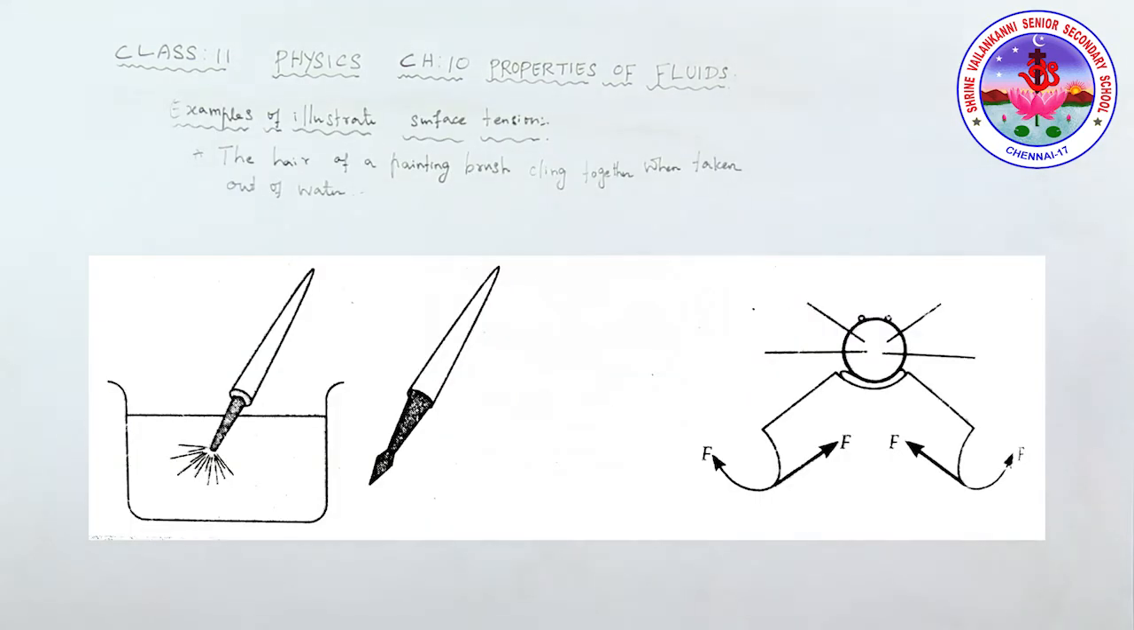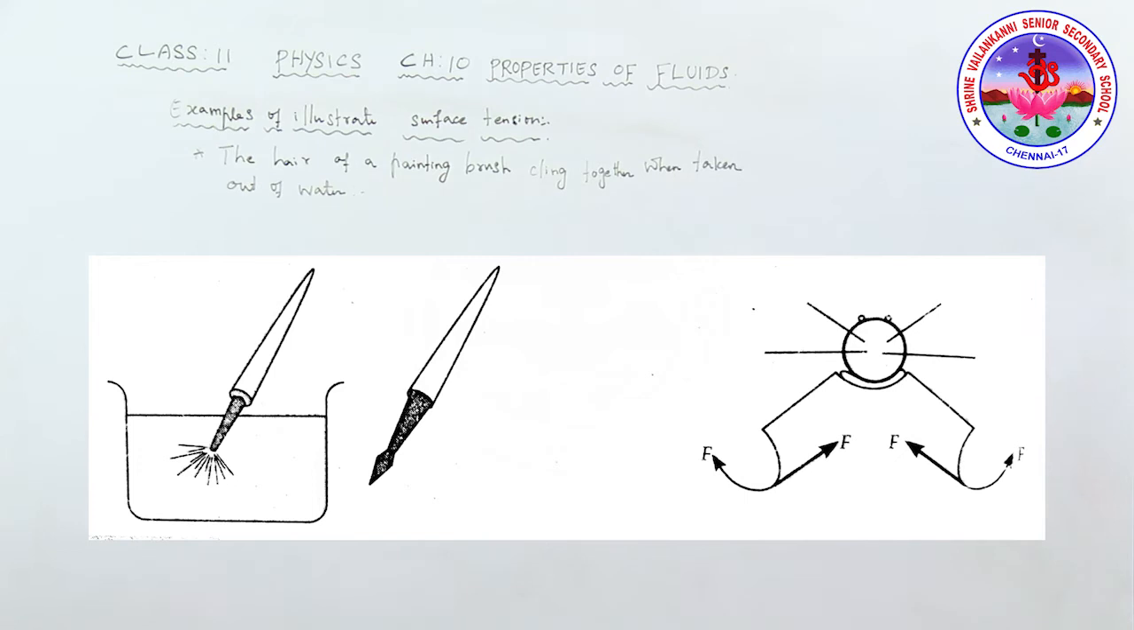See another example illustrating surface tension. See the first diagram, the hair which clings due to surface tension. See the hair of the painting brush, you may see that it clings together when taken out of the water. When the brush is taken out of water, the hairs cling together because of surface tension. This happens because the free surface of water tries to acquire a minimum surface area.